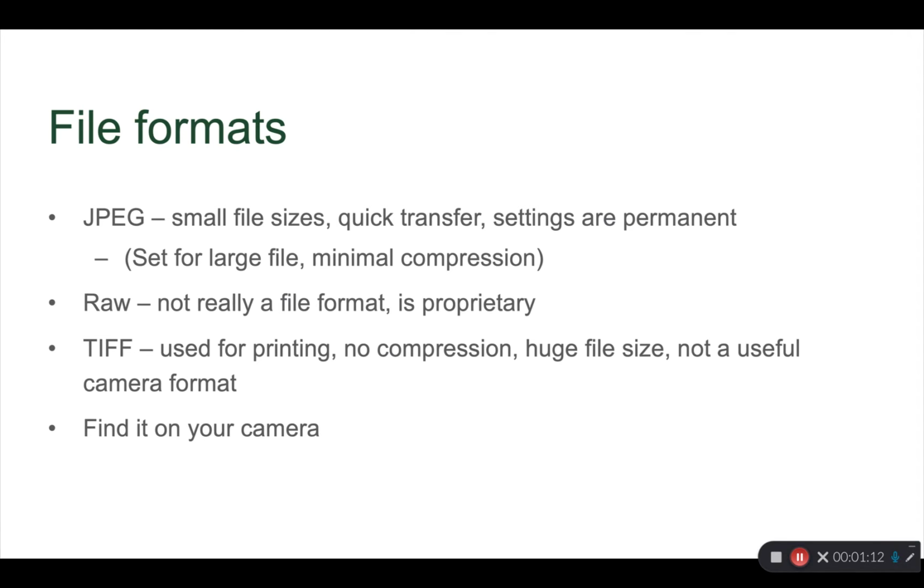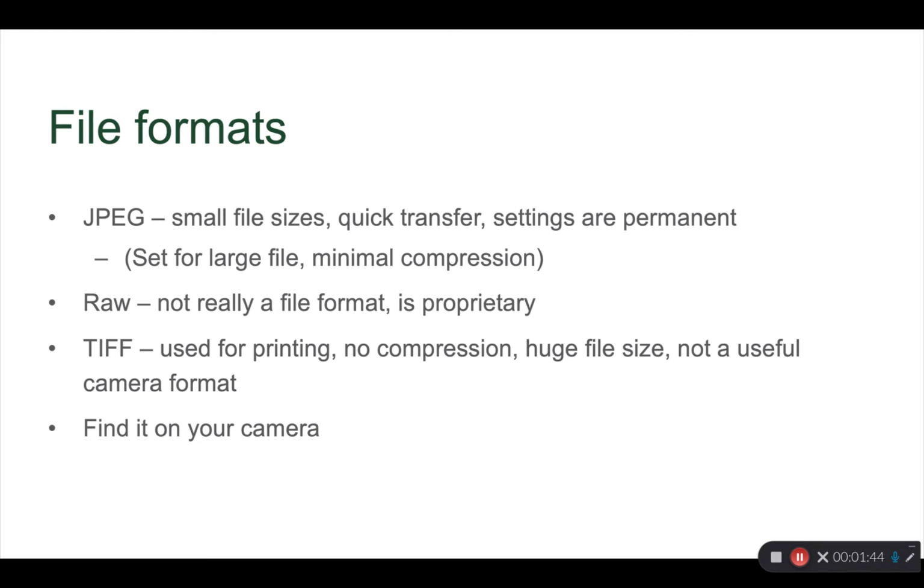RAW isn't really a file format. It's just a proprietary way your camera records the sensor's data. A Nikon is an NEF, for example. A Canon is a CR2 file format. The beauty of a RAW format is that things like noise reduction and white balance don't exist until you get it into the computer. And it allows you to literally change your mind about those settings later. This is my preference for a file format.